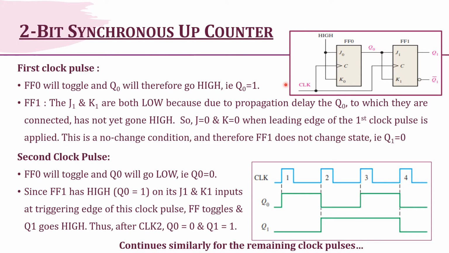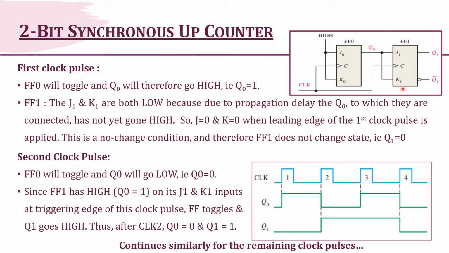Now let's look into the working of a 2-bit synchronous up counter designed using two JK flip-flops. During the first clock pulse, J0 = K0 = 1. That makes FF0 toggle, and so Q0 will go high, that is Q0 = 1. So during the positive edge of the first clock pulse, Q0 will toggle to the high state.